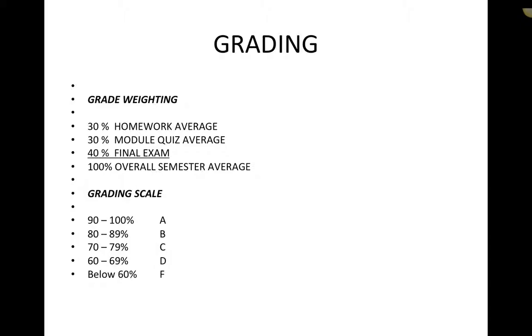Your grading for the class is based 30% on your homework average, which includes your discussion board posts. Another 30% comes from your module quiz average, and the final 40% comes from your score on the final exam. The grading scale for the class is a 10-point scale where 90 to 100 is an A, 80 to 89 is a B, and so on.